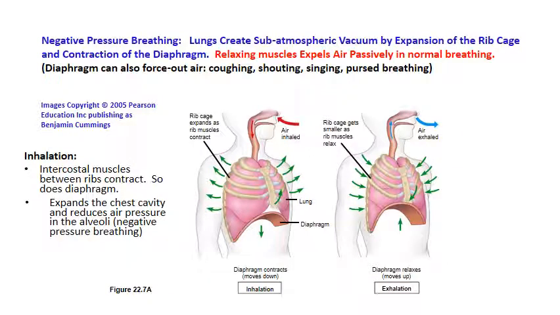So the act of breathing is to contract the intercostal muscles between the ribs and the diaphragm during inhalation. And what this does is expand the lungs. And by doing that, it's creating a negative pressure gradient so that air is actually sucked into the lungs. Now, normally exhalation is just a relaxation of those muscles. Although it is possible, of course, to expel air forcefully, which we do when coughing, shouting, singing, or pursed breathing.